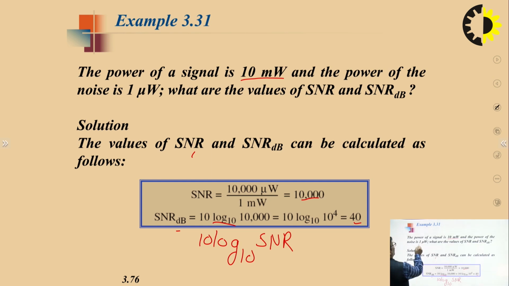Yes, and 1 mW. So 10,000 µW upon 1 mW is 10,000. Okay, so this is how you can calculate this one also.